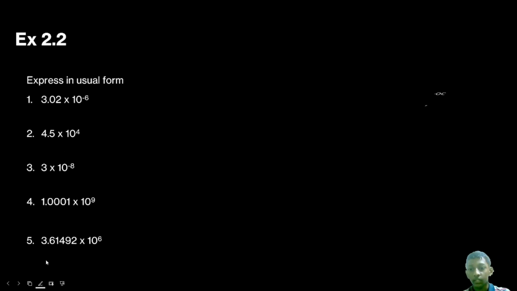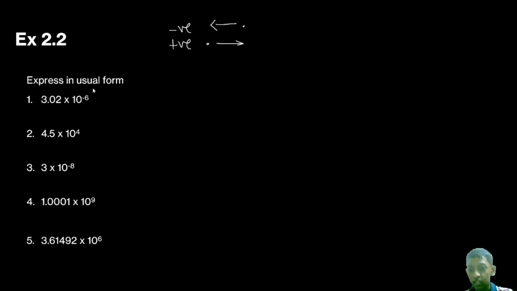Express in usual form. Now we express those numbers in standard form. Now we have to express in usual form. So to express from standard form to usual form, we have one law, that is, check the sign of the exponent. If we have a negative exponent, then the decimal has to move towards the left side. If we have a positive exponent, then the decimal has to move towards the right side.